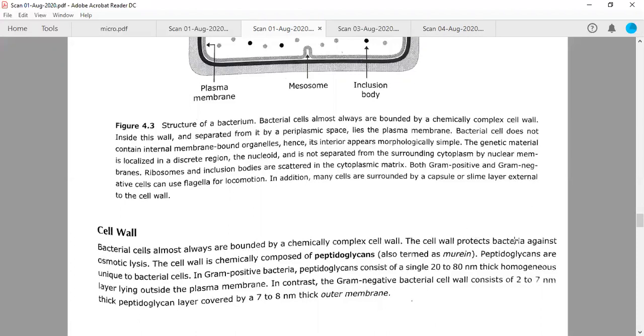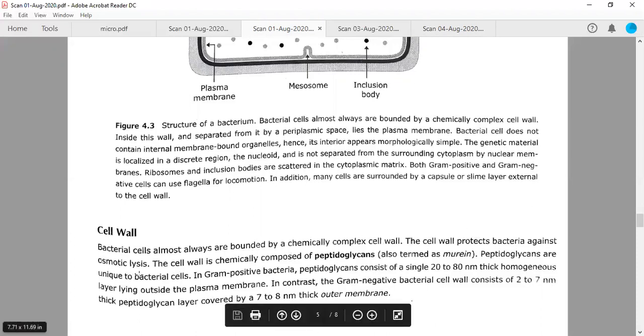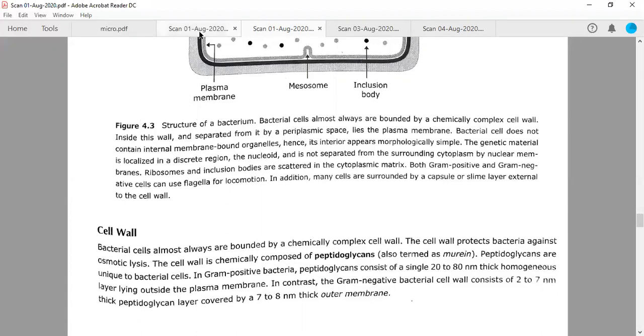The cell wall protects the bacteria against osmotic lysis. This is required because generally bacteria are found in aqueous environments. And if there is an aqueous environment, the water can go inside the cell, can be entrapped inside the cell, and the cell will lyse as a result of osmolysis, as you can see here also.